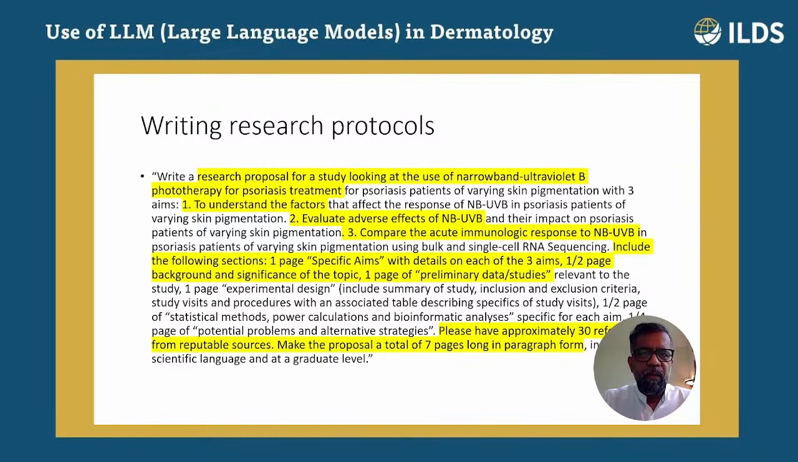So look at this prompt. It's beautiful in its specificity. There's 7 pages, 30 references, 3 aims, specific sections, and draft at a graduate level language. And here is the thing. ChatGPT actually does it. Not perfectly though.